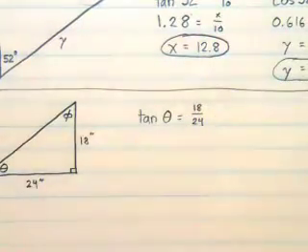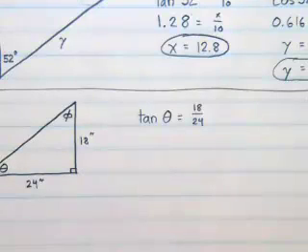Yep. Tangent is opposite over adjacent. So tangent of theta is 18 over 24. Does anybody remember from geometry how we go about finding theta? Yeah. It's called the inverse tangent.